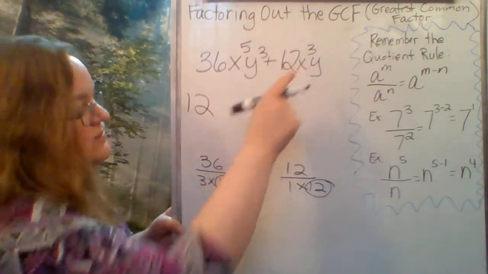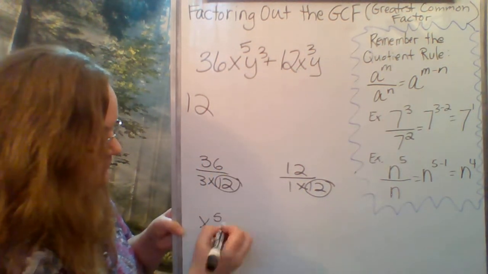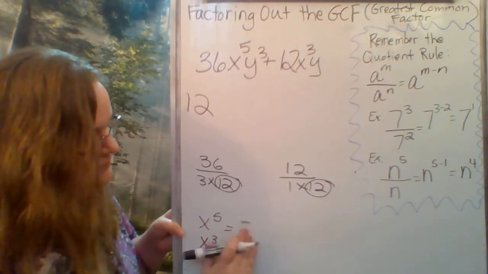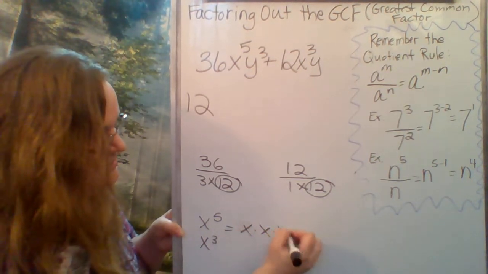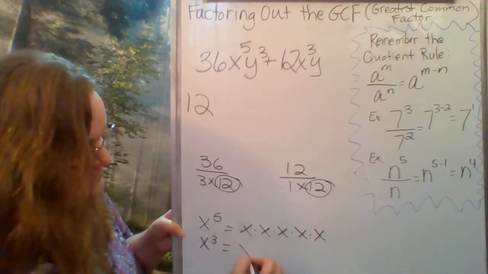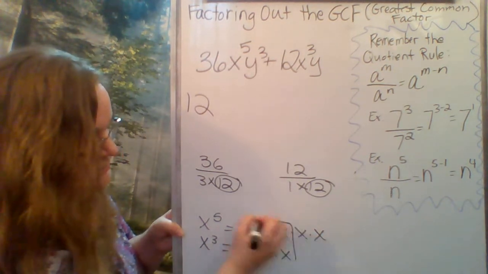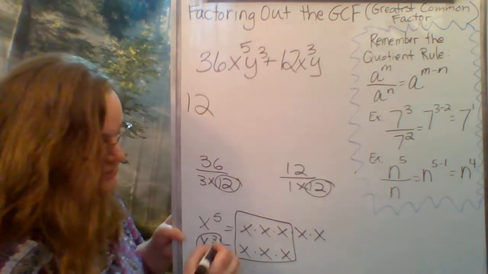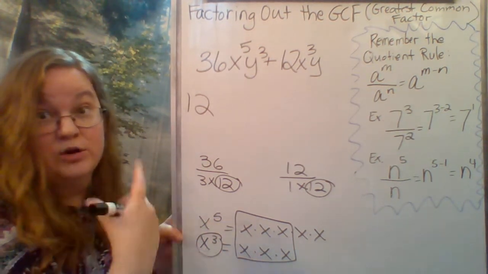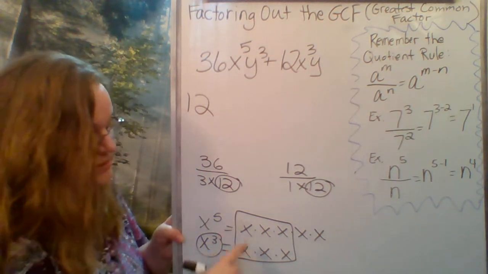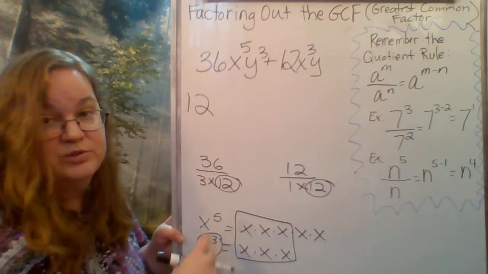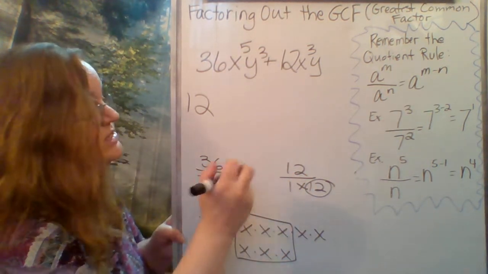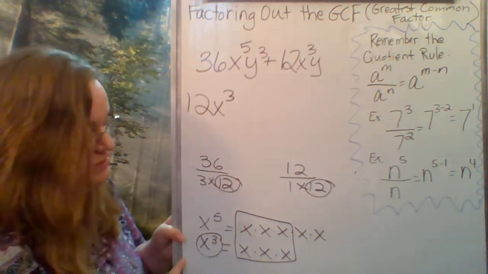Okay, now I've got X to the fifth and X to the third. Well, if you think about what these mean, that's X times X times X times X times X, and this is X times X times X. Well, they have 3 X's in common, so the greatest common factor between them is X to the third. Since X to the fifth is a larger exponent than X to the third, X to the third is going to be the greatest common factor between those two, just like 12 was the greatest common factor since 12 went into 36. So I'm going to pull out 12 X to the third power.